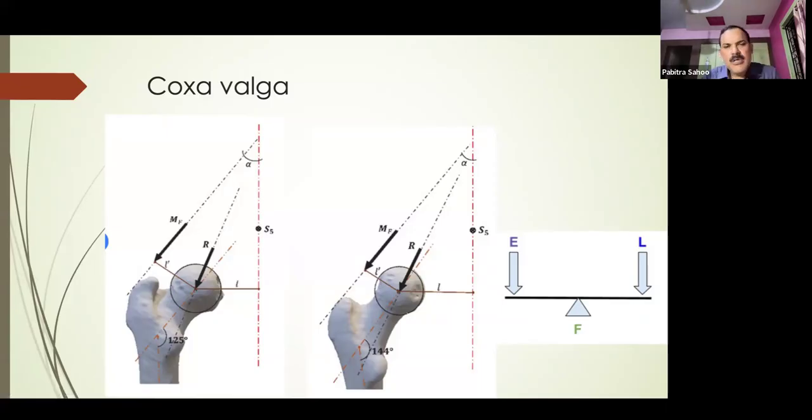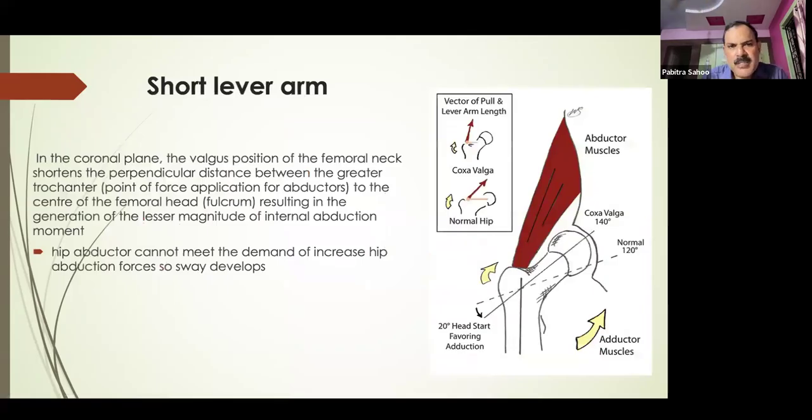The next part is the lever arm, the short lever arm that I just now discussed. Because of the short lever arm, there will be excessive load over this abductor group of muscles. The abductors cannot meet the demand of the increased hip abduction force, so the child will start swaying, right? This is a normal hip where this is the effort arm, and when there is coxa valga, the effort arm will reduce. So the load over the abductors will increase, and the patient starts limping or lurching.